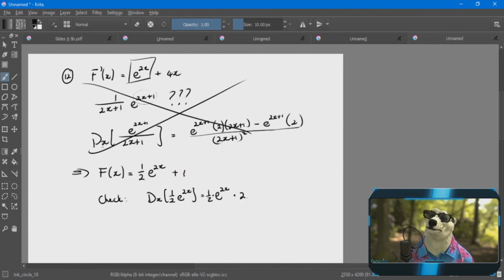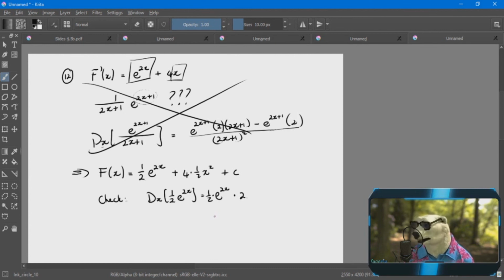Then, of course, I have my 4x. Leave the 4 out of it. Antiderivative of x is x squared. Make the adjustment because there is no 2 in this x target, and my constant is added. So there's a lot to think about.